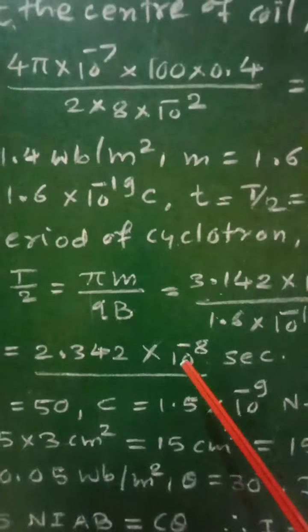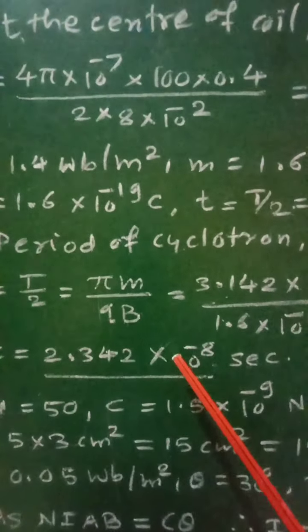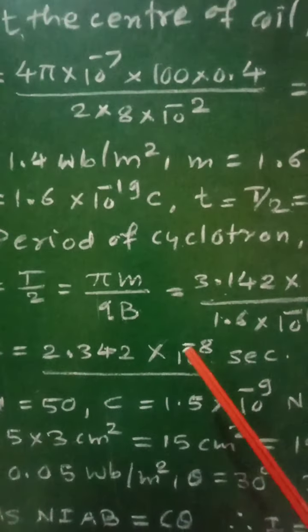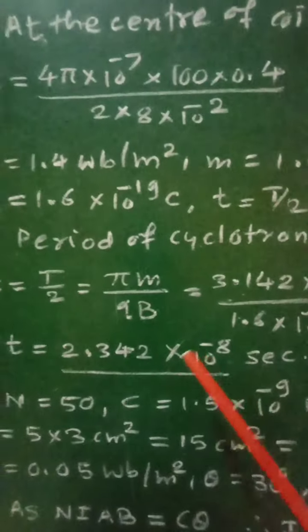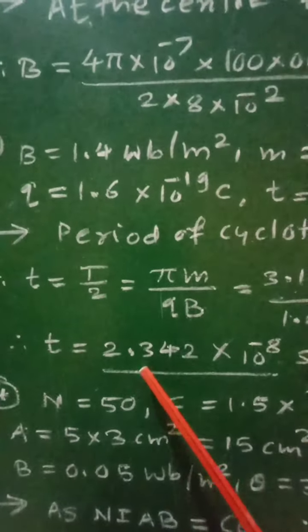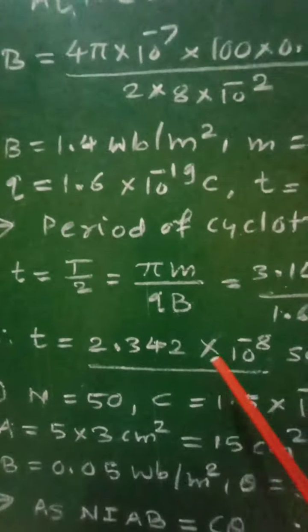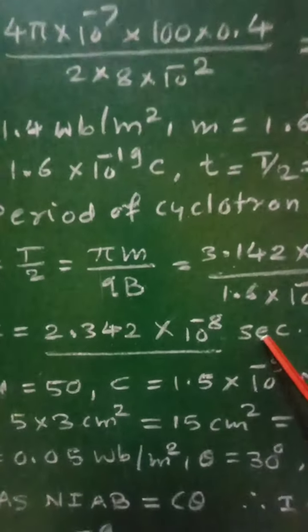So this will be the time taken to reverse the electric field between the two Ds, that is t is equal to 2.342 into 10 raised to minus 8 second.